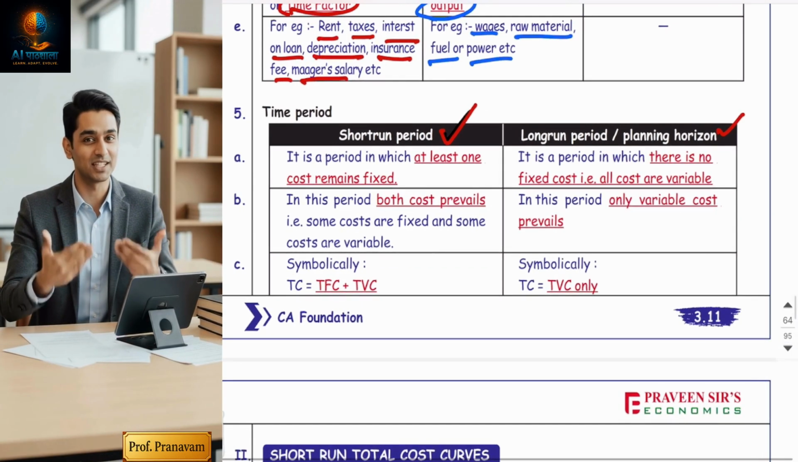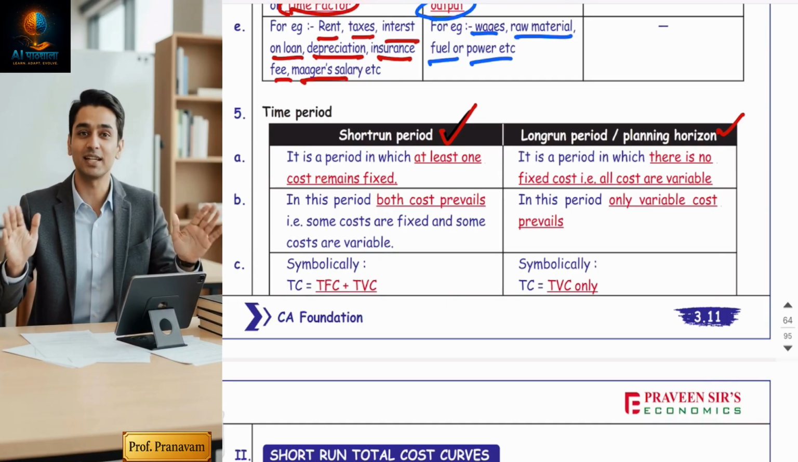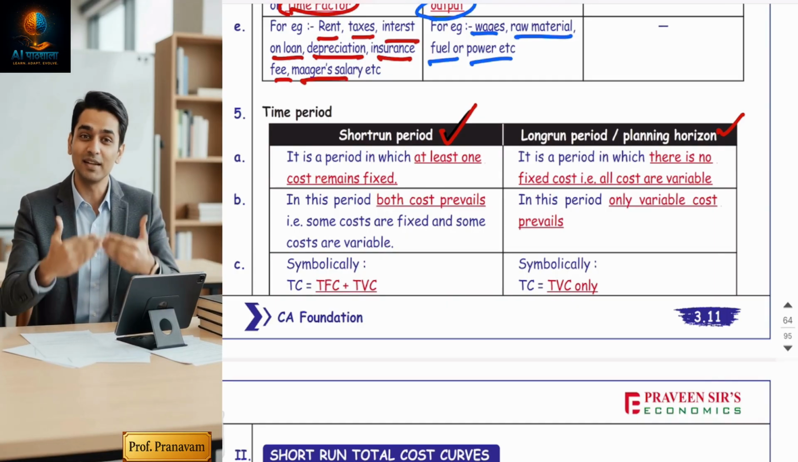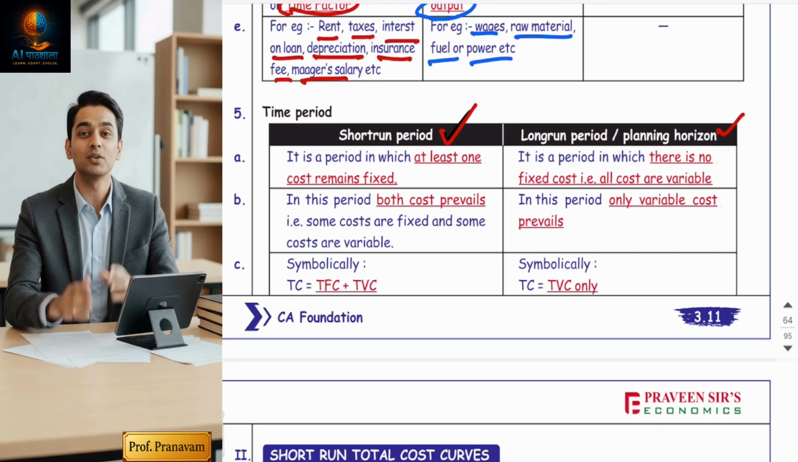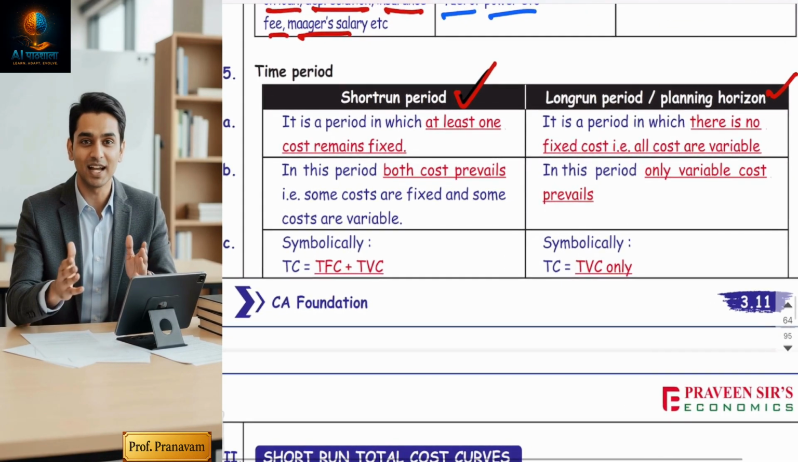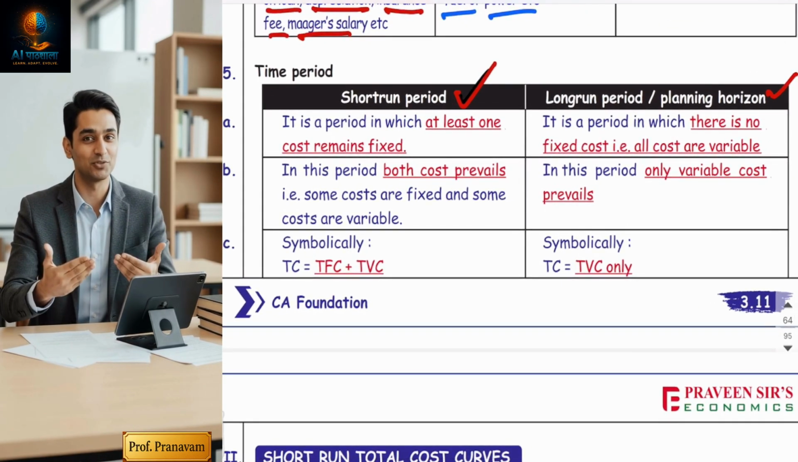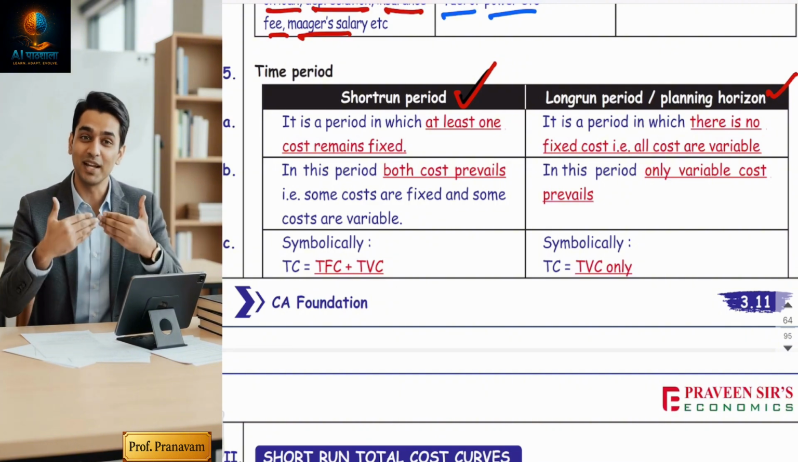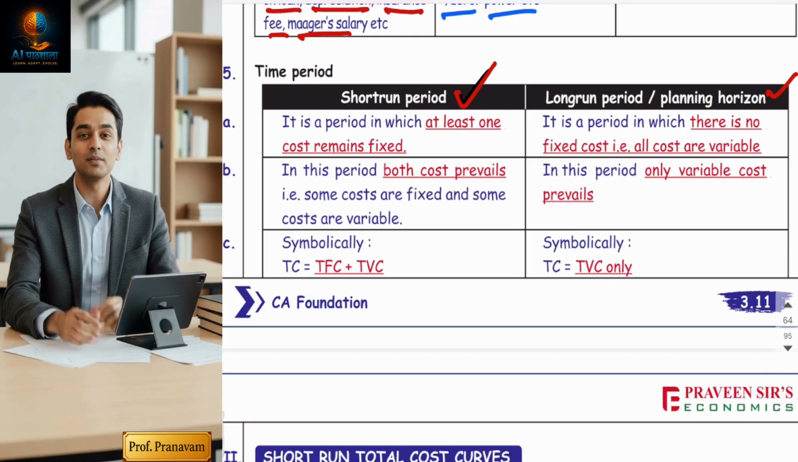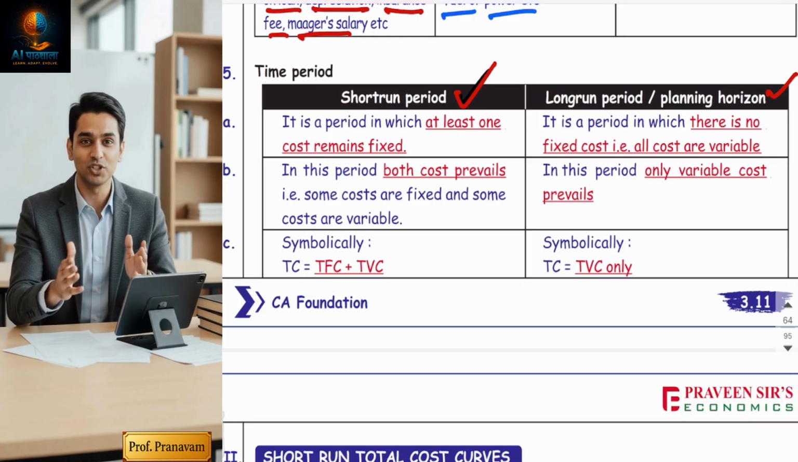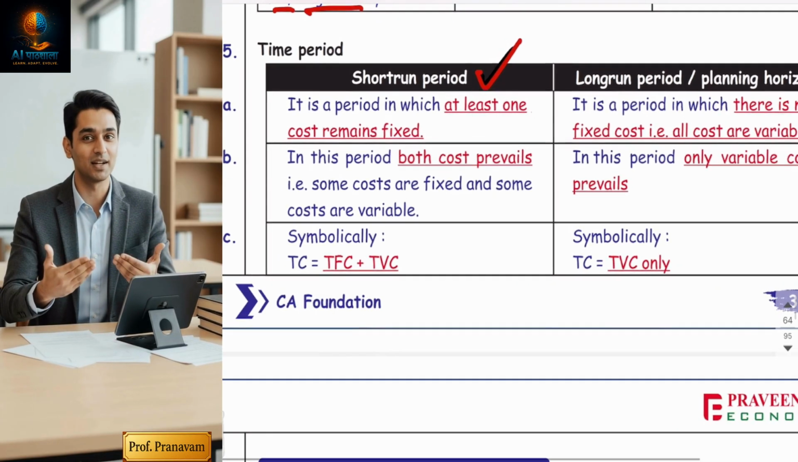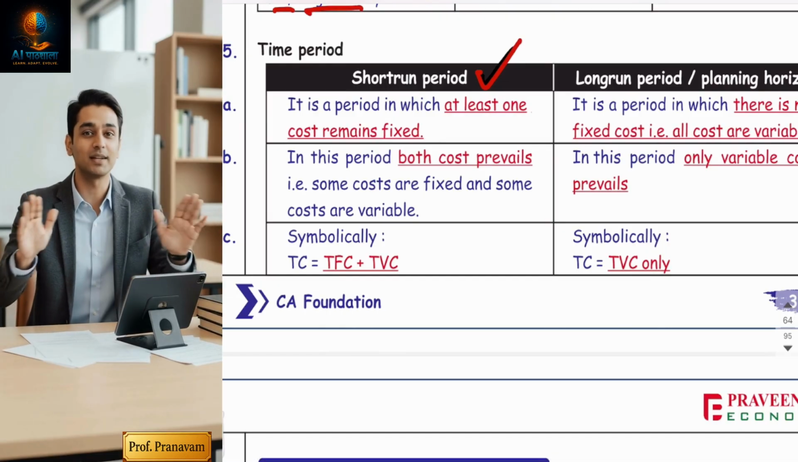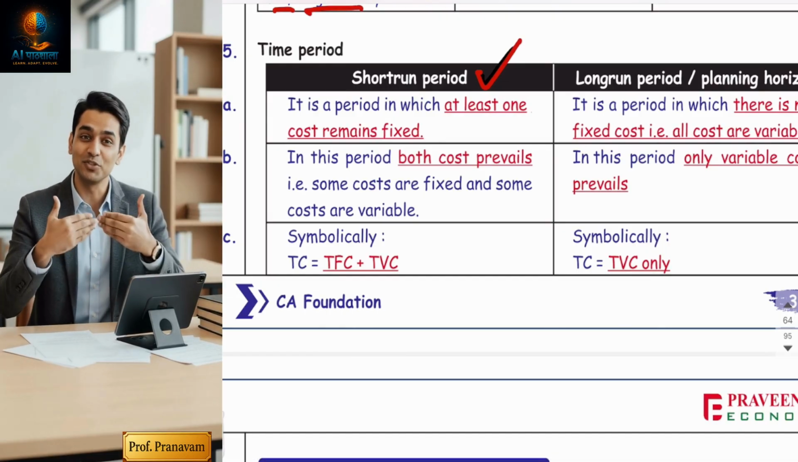And if you don't have fixed cost in your business, everything is variable, that means you are running your business in the long run. Yes, that means in the short run two costs prevail. In the short run, the businessman will incur fixed cost and variable cost, means both the costs are there in the short run. But in the long run there is only one cost, variable cost.